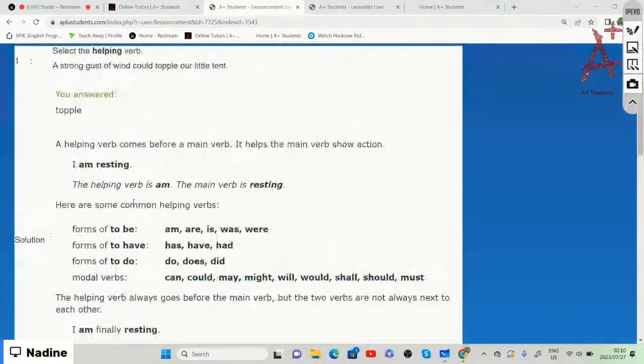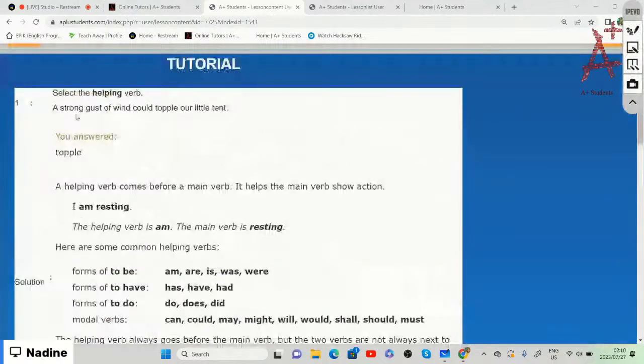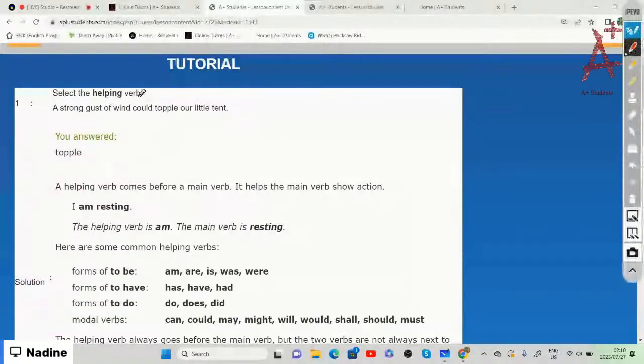And if we go back to that sentence, a strong gust of wind could topple. In this case, yes, the main verb is next to the helping verb. So the helping verb is could, which is next to the main verb. So, could topple, right? We did say that a helping verb comes before the main verb and helps the main verb to show action, right?